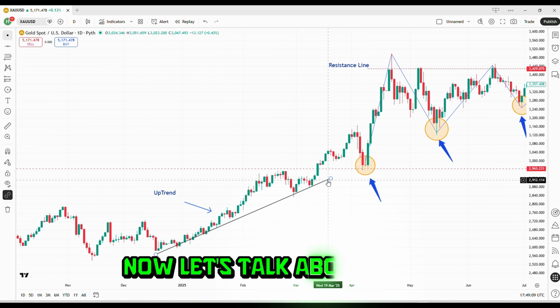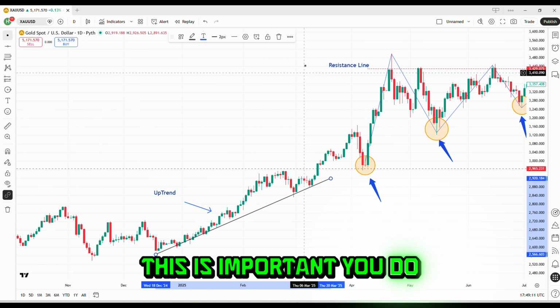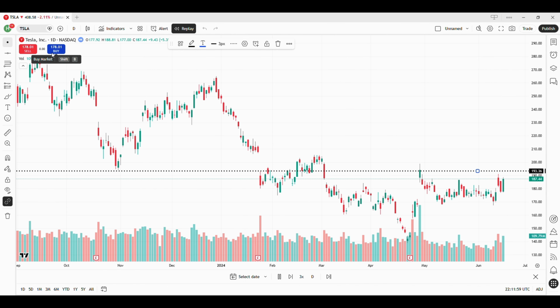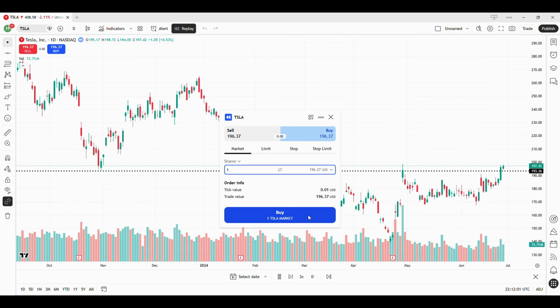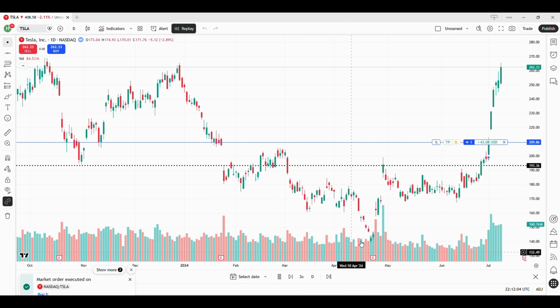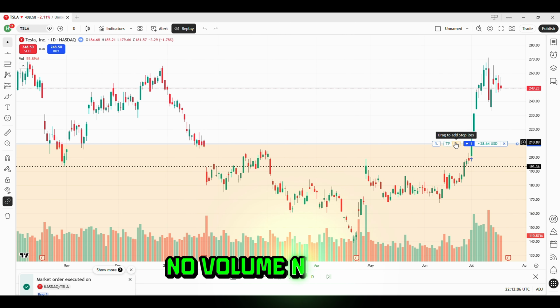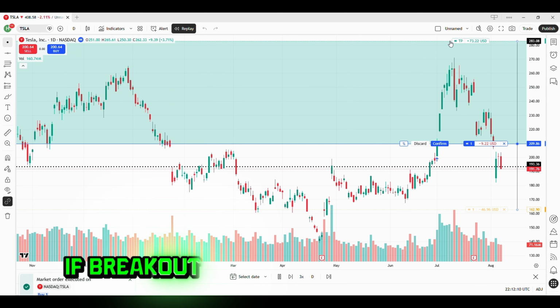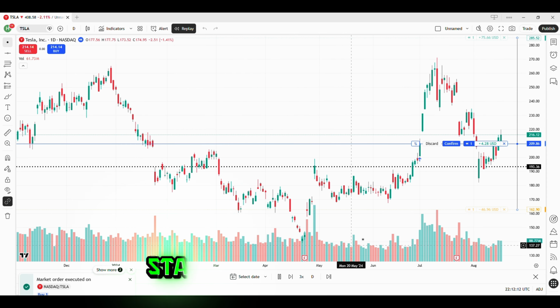Now let's talk about entry. This is important. You do not enter during contraction. You wait for expansion. The entry trigger is a breakout above resistance with volume expansion. No volume, no trade. Volume confirms demand. If breakout happens on weak volume, stand aside.